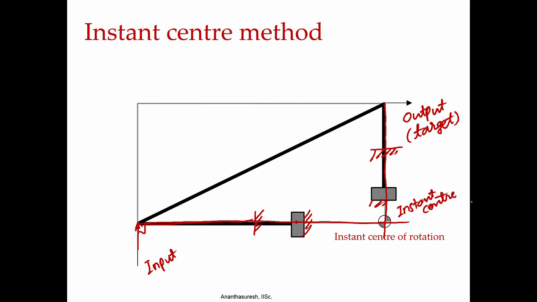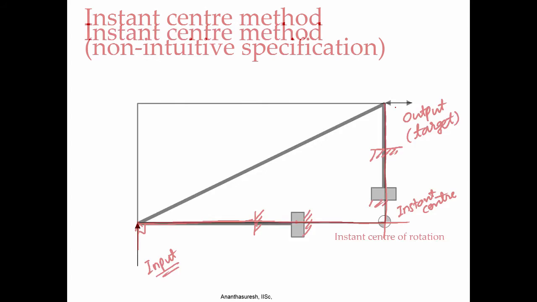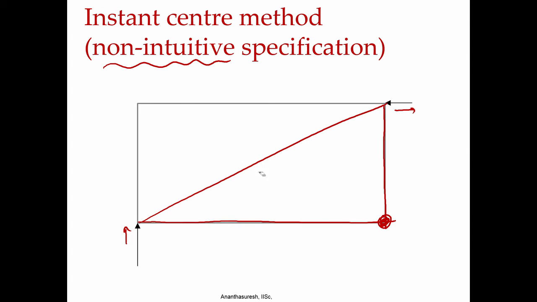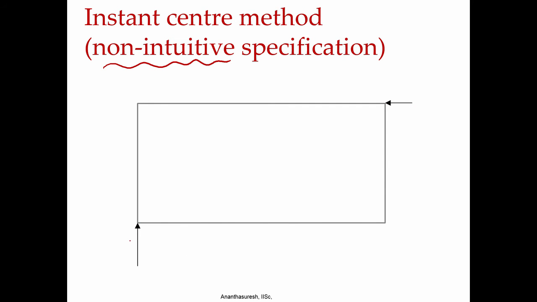Now let us suddenly ask the same problem, we have input in the same direction, output point is the same, but we just want the output now to move in the opposite direction. How do you do that? This is a non-intuitive specification. So obviously when I draw this line like this and like that, this instant center will not work now, because when this point moves like that, this point will move like this if we just join them. So that does not work, you have to do something else. This is where the compliant four bar and diode and connecting them block by block would help.